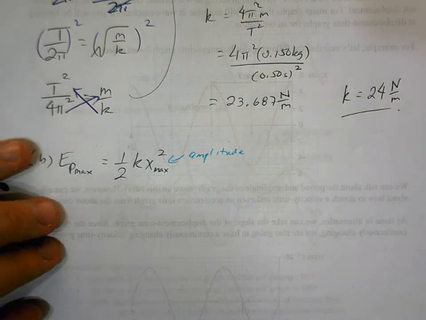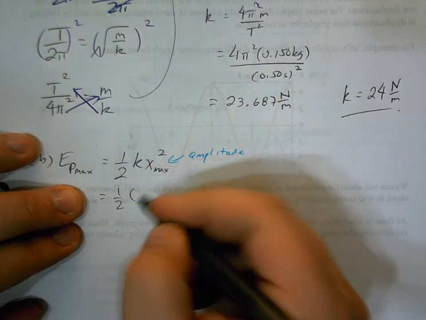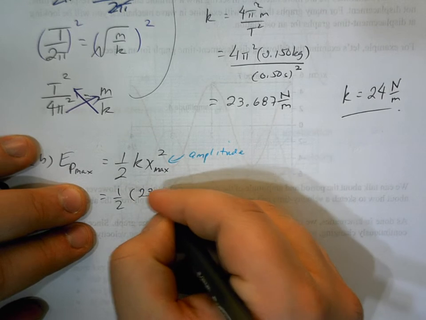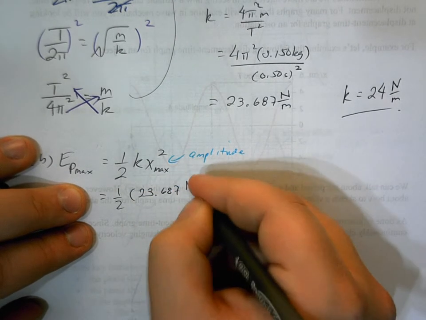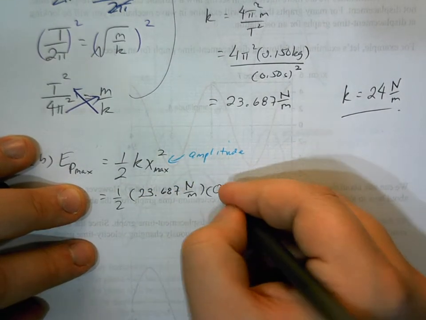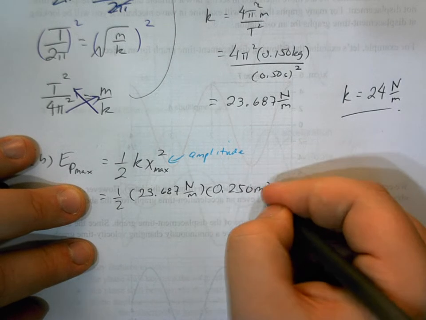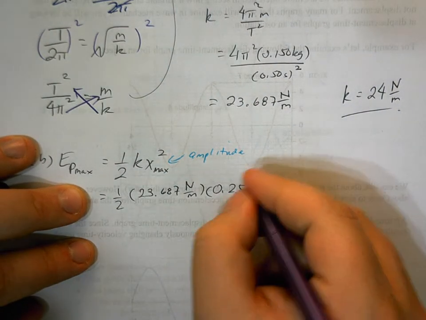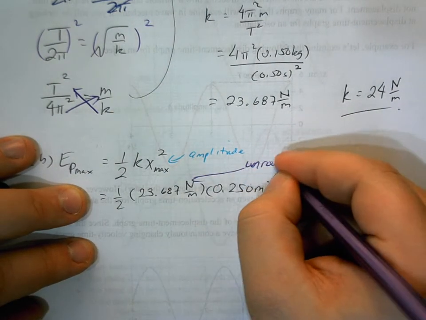The only thing we want to watch for is the spring constant. We want to use our unrounded value. We don't want to use 24. And of course we also want our amplitude to be in meters. So very important that this is the unrounded value.